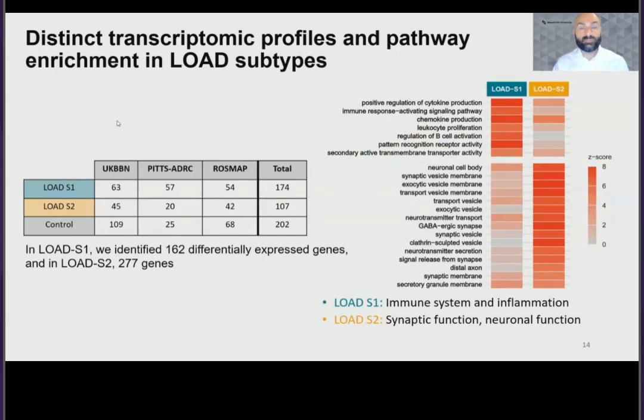We had bulk transcriptomic data for a large subset of the samples that we have methylomic data for. So we performed the differential expression analysis, again subtype specific. You can see 162 genes in association with S1 and 277 with S2. Performing the gene ontology analysis gave us the most interesting results: you can see that S1 is enriched in immune response pathways and S2 is enriched in synaptic function pathways. And that was a very, very important finding for us.